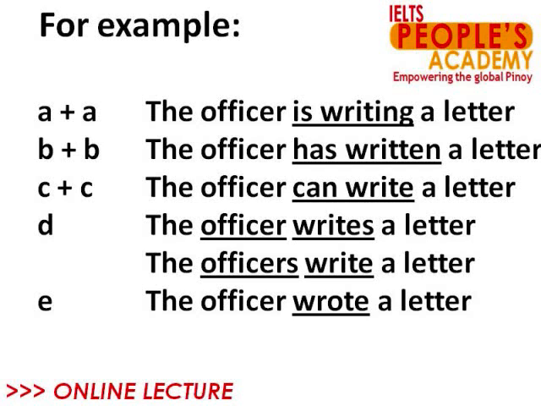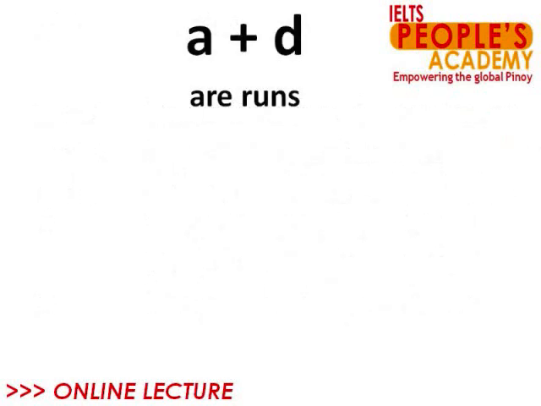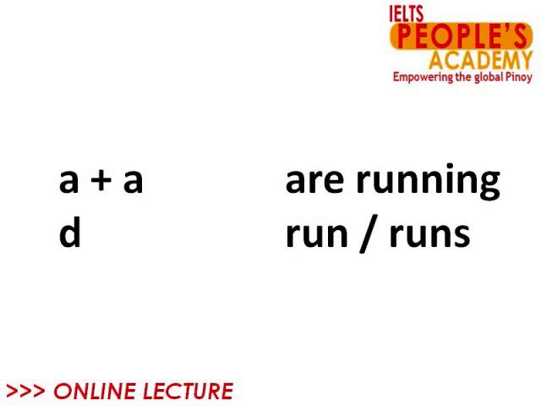So try to avoid common mistakes when it comes to verb combinations. Some people would not follow the formula mentioned earlier, and for some, they follow these common mistakes, such as A plus D. Doesn't make sense to make use of A plus D, because if we say A plus D, that means are runs, which is supposed to be A plus A, which is are running, or when you use the word D, you make use of run or runs.